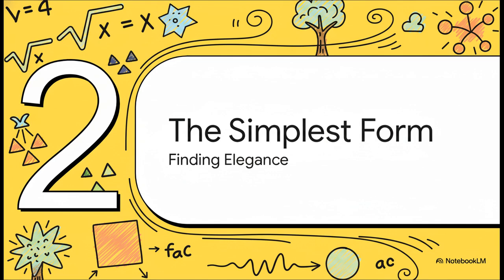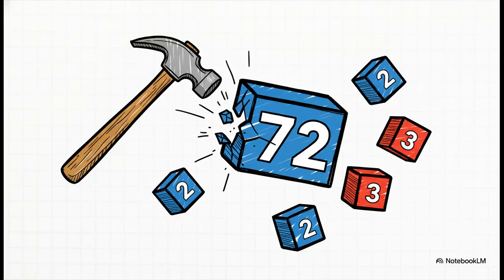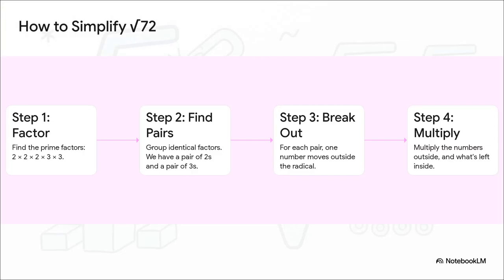We're going to put it in what's called its simplest form. The master key, the secret weapon for simplifying any radical, is something called prime factorization. Basically, we're going to break that number down into its most fundamental building blocks, its DNA, if you will. So, how does this work? For the square root of 72, we break it all down into its prime factors.